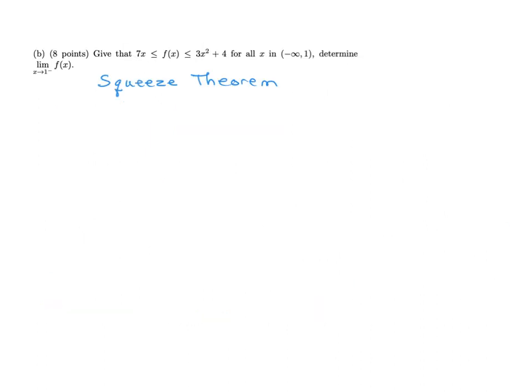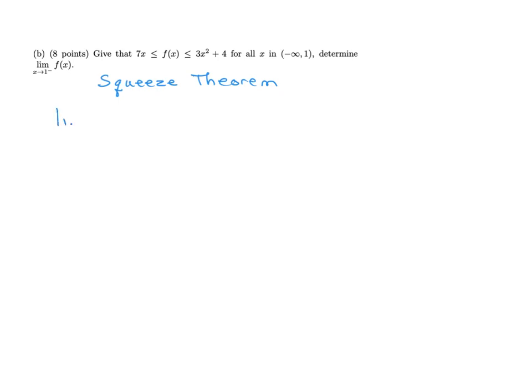To solve part B, we're going to use the squeeze theorem. We're approaching 1 from the left, and we're going to show that this limit of 7x is equal to the limit of 3x squared plus 4. If these two limits are the same, it forces the function in the middle to have the same limit. It's being squeezed to the same value.